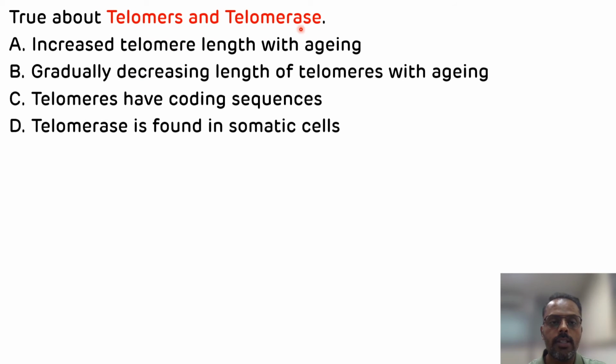About telomeres and telomerase, the options are increased telomere length with aging, gradually decreasing length of telomeres with aging, telomeres have coding sequences, and telomerase is found in somatic cells. Telomeres don't have coding sequences, so that is not correct. Telomerase is not found in somatic cells. It is found in germline stem cells and cancer cells. Telomere length doesn't increase with aging, it decreases with aging. So the correct answer is B, gradually decreasing length of telomeres with aging.